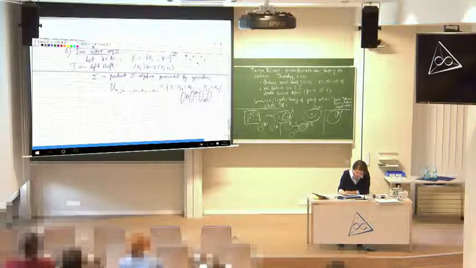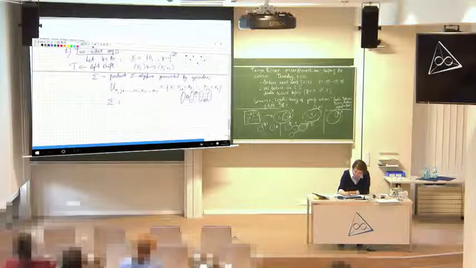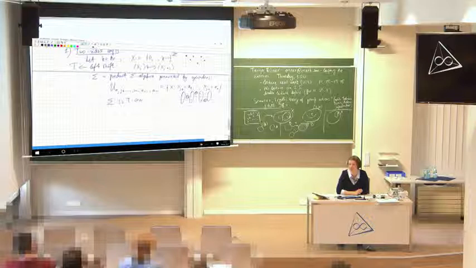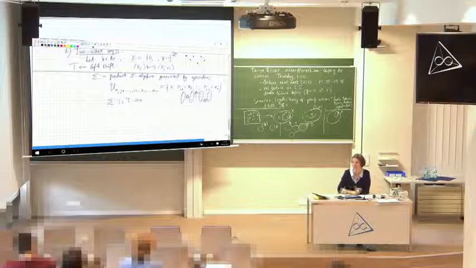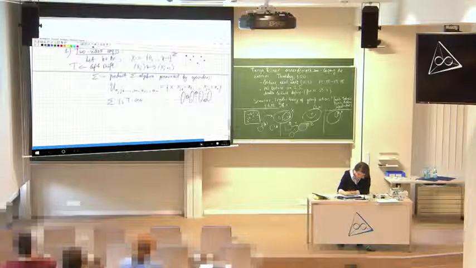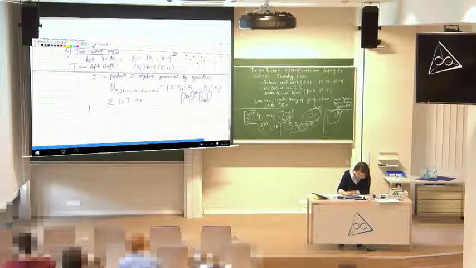And it's easy to see that the sigma algebra is T invariant. If we shift such a cylinder, it's again a cylinder. It's not important which coordinates we restrict. Cylinders go to cylinders.